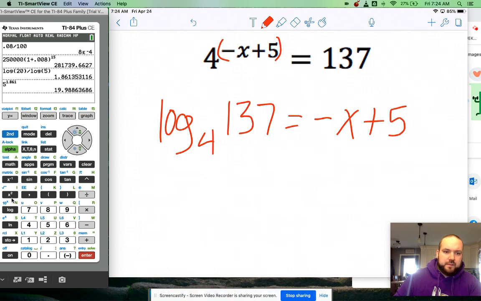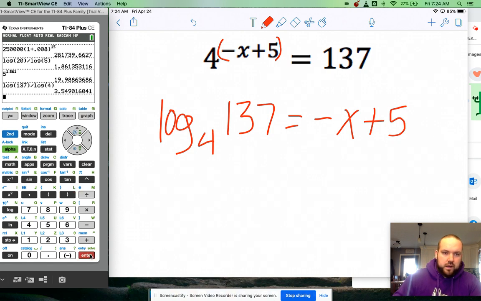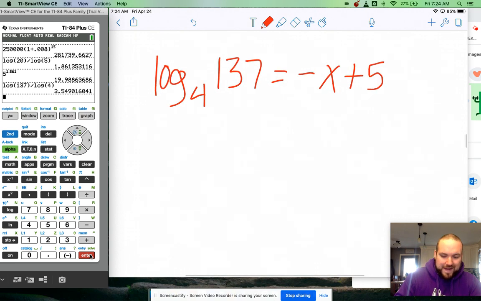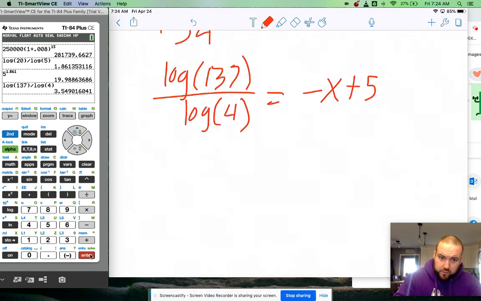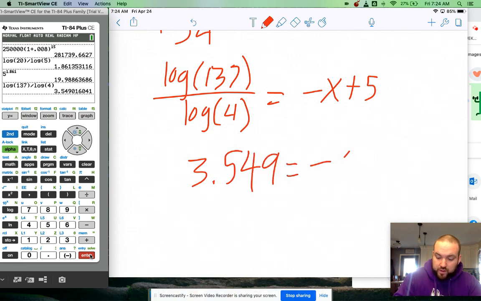Now my next step is to type log base 4 of 137, which again is log 137 divided by log 4. And that's going to give me 3.549. So for the completed notes, log 137 over log 4 equals negative x plus 5, so 3.549 equals negative x plus 5. And now it's just our regular algebra.